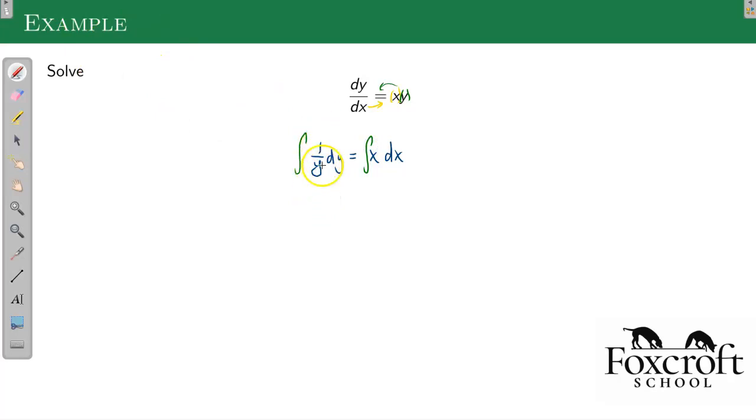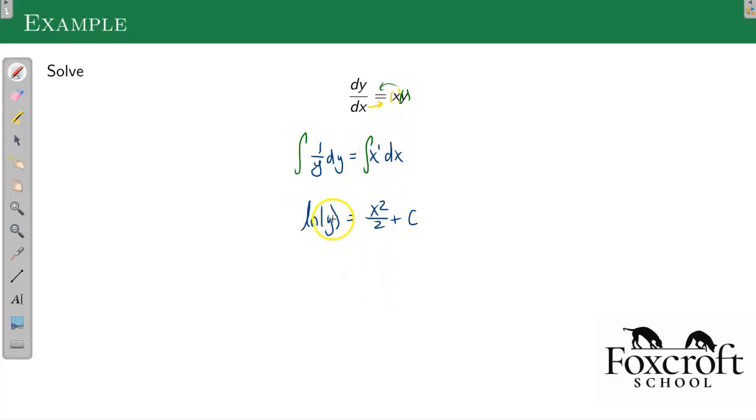The antiderivative of 1 over y. This is the reason we had to wait until now to talk about differential equations, because a lot of times you get these fractions you have to take the antiderivative of, and the antiderivative of that is the natural log of y. And on the right-hand side, we just do our reverse power rule, add 1 to the exponent, divide by 2.